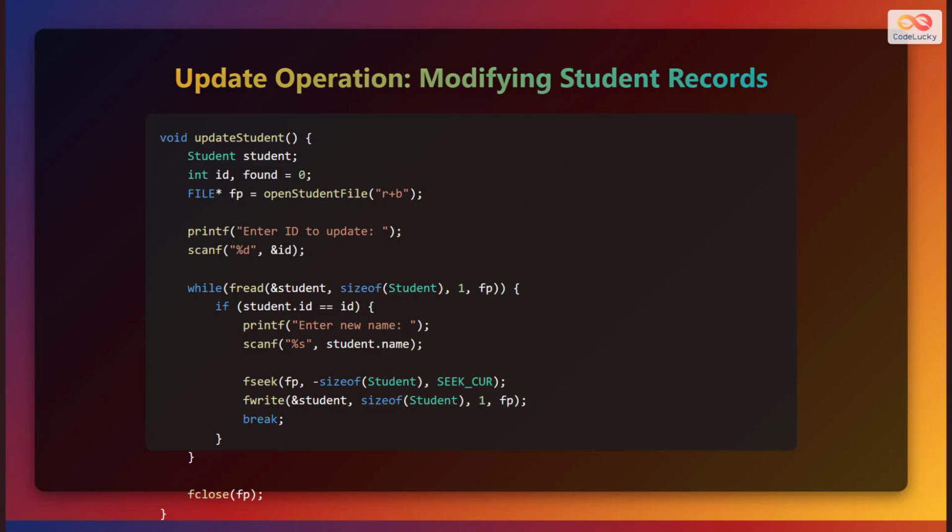Here's how to implement the update operation. The update student function allows users to modify an existing student record. It opens the students.dat file in read plus binary mode, which allows both reading and writing. The function prompts the user to enter the ID of the student to update, and then iterates through the file. When the matching ID is found, the user is prompted to enter the new name for the student. The seek function is used to move the file pointer back to the beginning of the current record, and the updated student structure is written to the file.